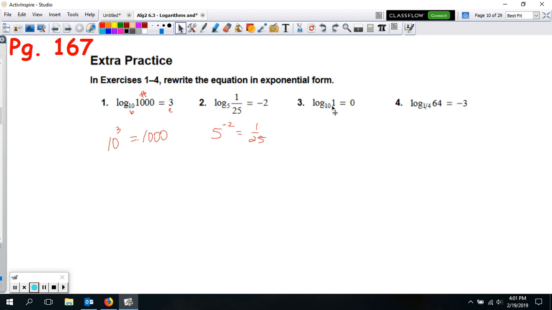Okay, so we're going to do these two here. Number 3, we're going to see 10 is the base, 0 is the exponent, so 10 to the 0 power will equal the number 1. And on number 4, we're going to see the base is 1/4, the exponent's -3, so 1/4 to a -3. Now I put that in parentheses because it was a fraction there. So 1/4 to a -3 power is equal to the number 64. And that's it. That's all there is to it, going from logarithm form to exponential form.